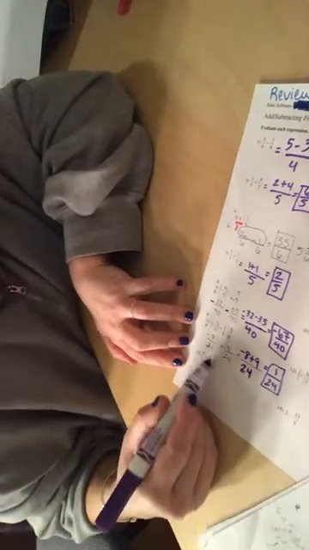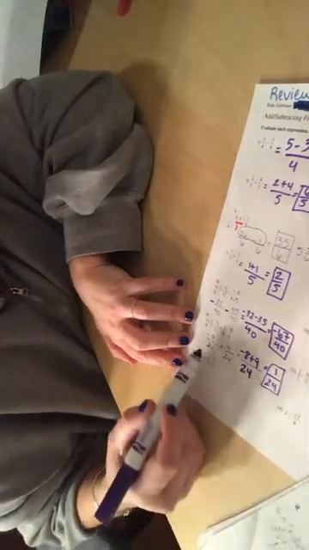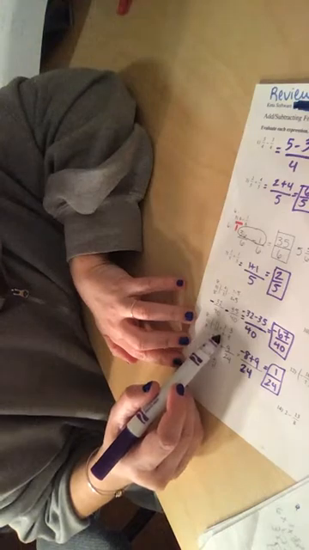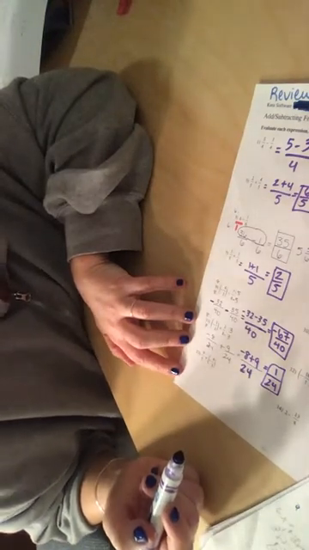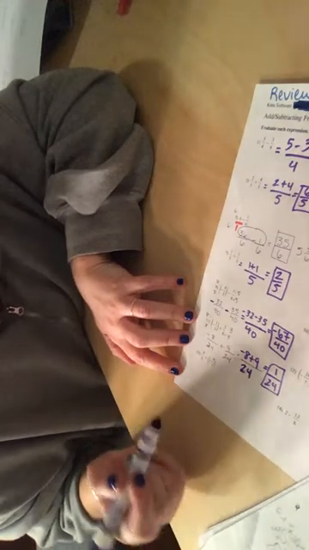Notice I'm not adding the denominators. I don't turn it to 48. In the beginning, I don't say I have 8 plus 3 or 11. Those are some common mistakes that people make. Okay? So next, let's do the next one.